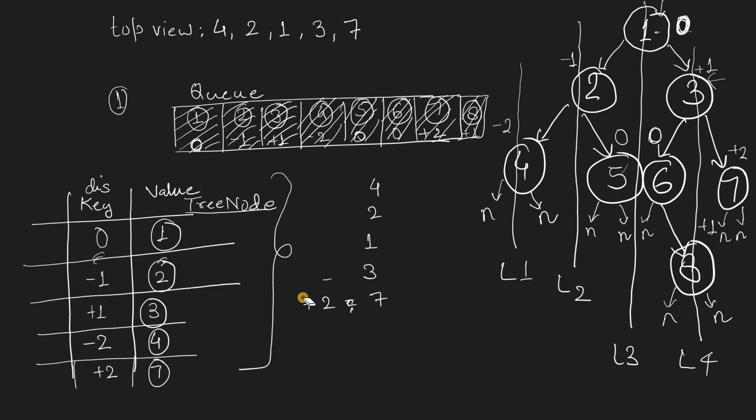Right, so if you compare it with the output written here, both are the same, right? So that's how we can print the top view of the tree. So now let's go ahead and write the code for it.